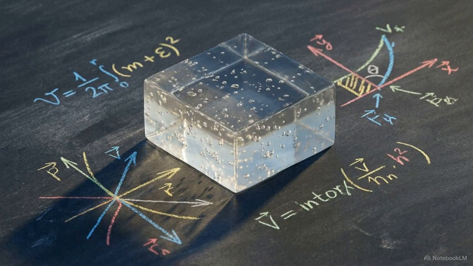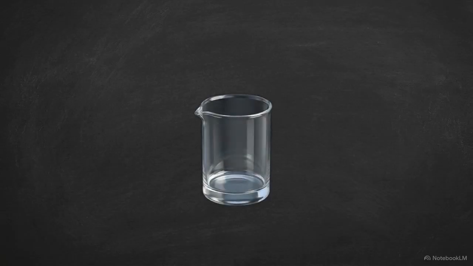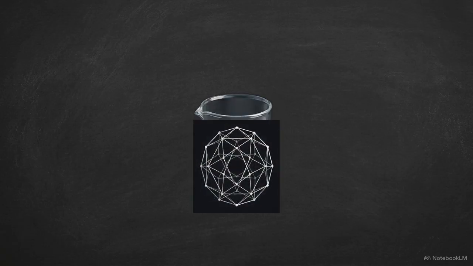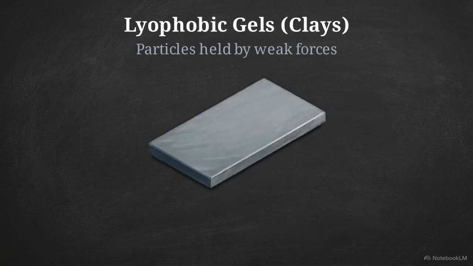Gels achieve rigidity while being composed almost entirely of liquid. They are interlaced solid networks interpenetrated by a liquid medium. Often, a tiny volume of disperse phase, sometimes as little as 1%, is enough to lock the continuous phase into a semi-solid state. In lyophobic gels, like those formed by clays, the particles are held together by relatively weak forces.